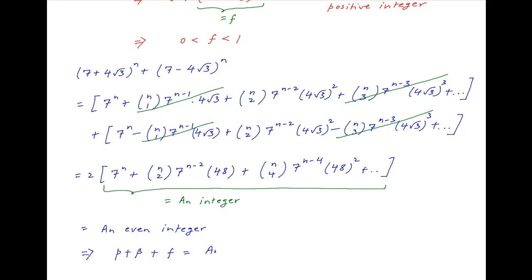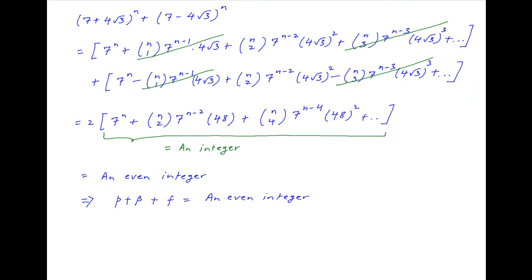Now (7 + 4√3)^n is p + β, and (7 − 4√3)^n is f as assumed above. Therefore, p + β + f is an even integer. Subtracting p from both sides, we get β + f equals an even integer minus p, which is also an integer, and therefore it follows that β + f is also an integer.